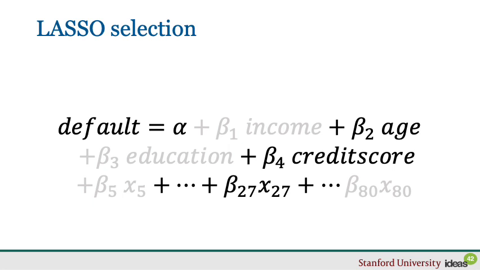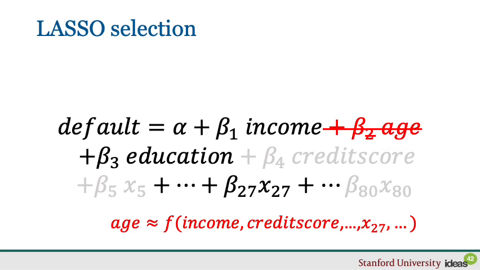However, in high-dimensional data and in many typical data sets that we may work with that have a very high number of covariates, it can be the case that these covariates are very highly correlated, and that, for example, age in this regression can very well be expressed or predicted by a combination of other variables.